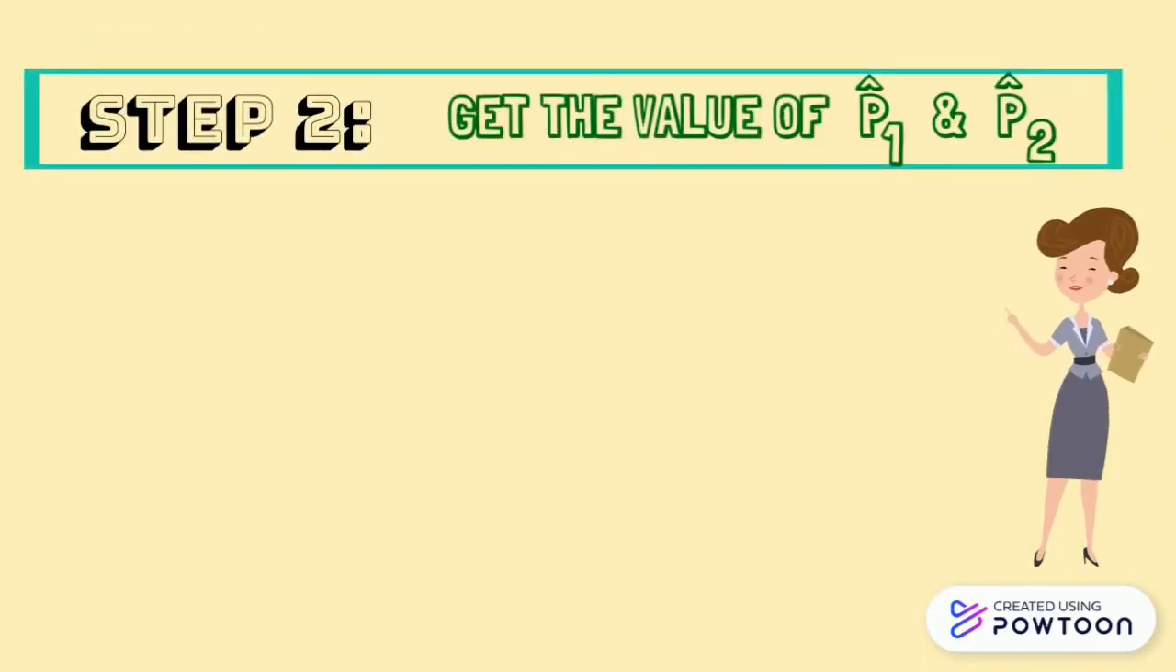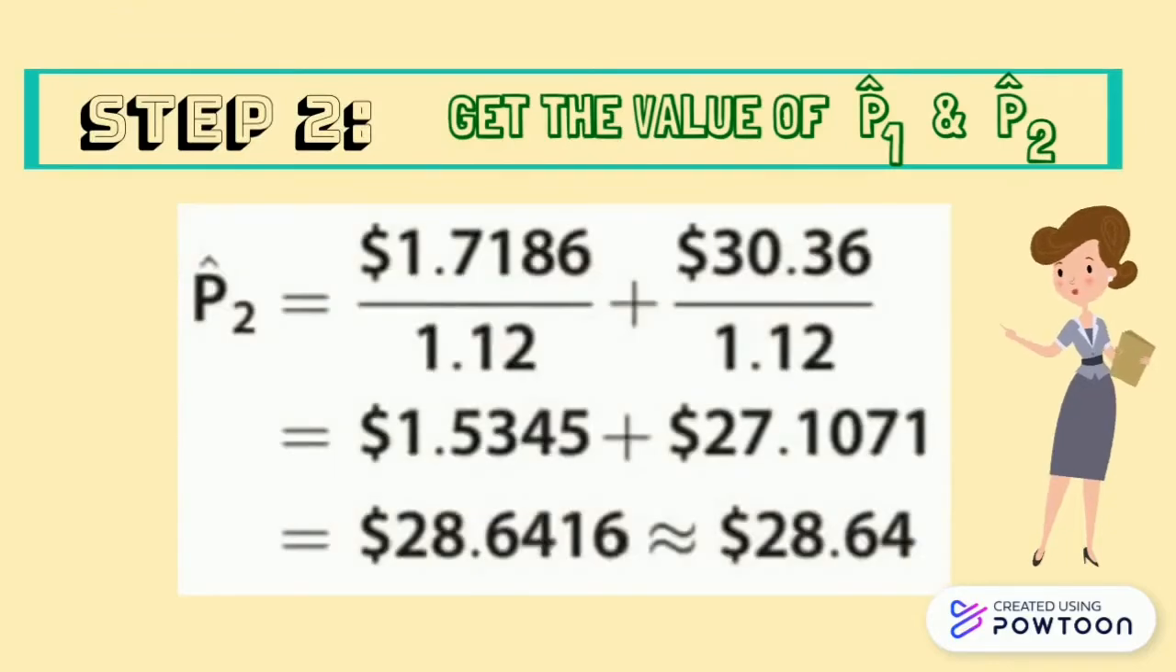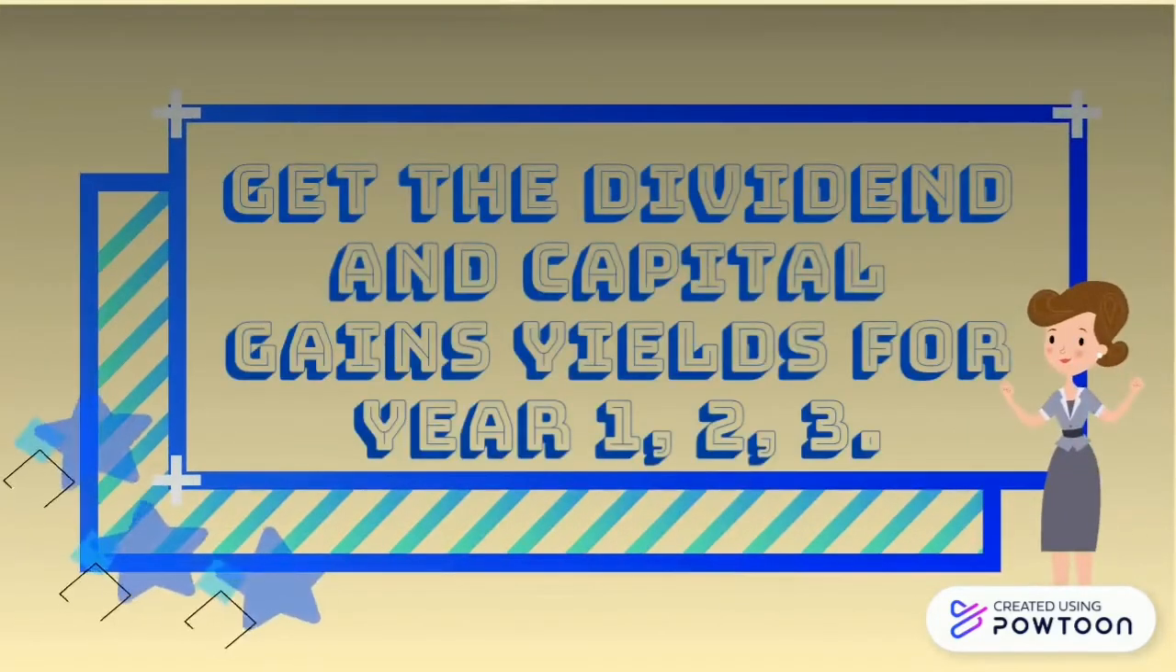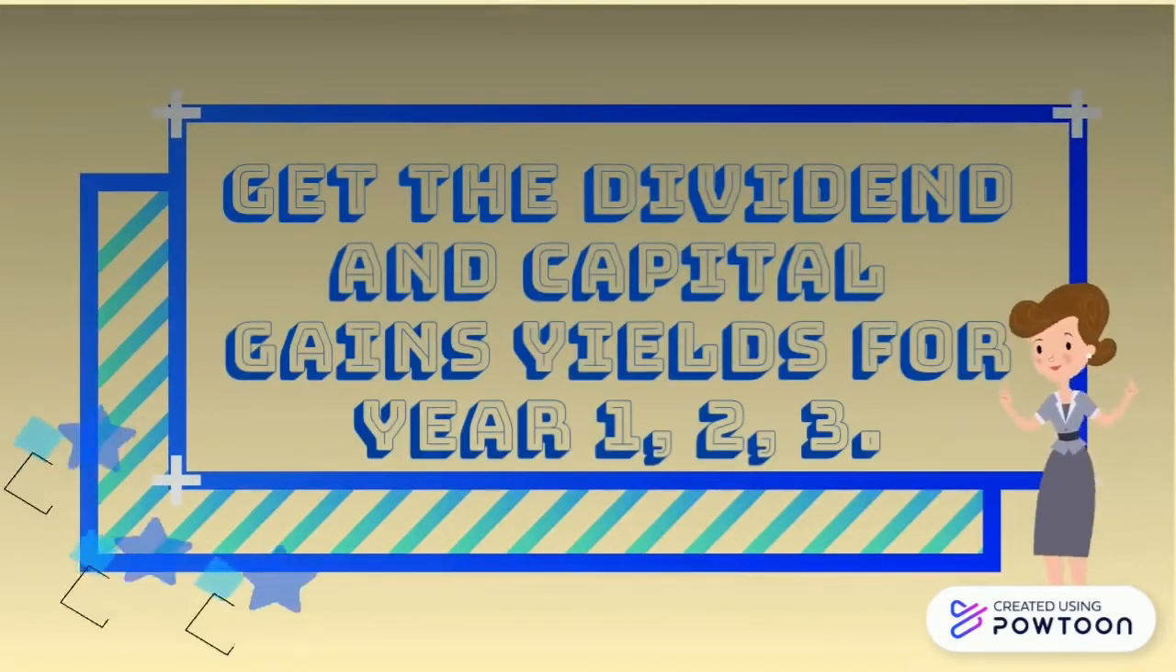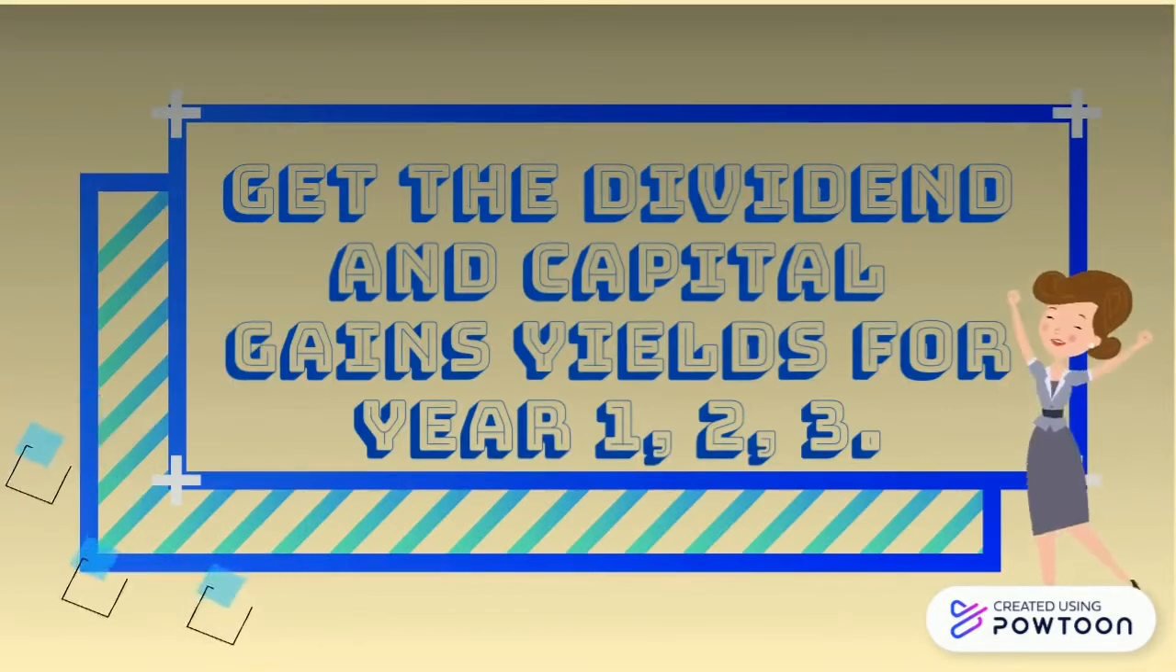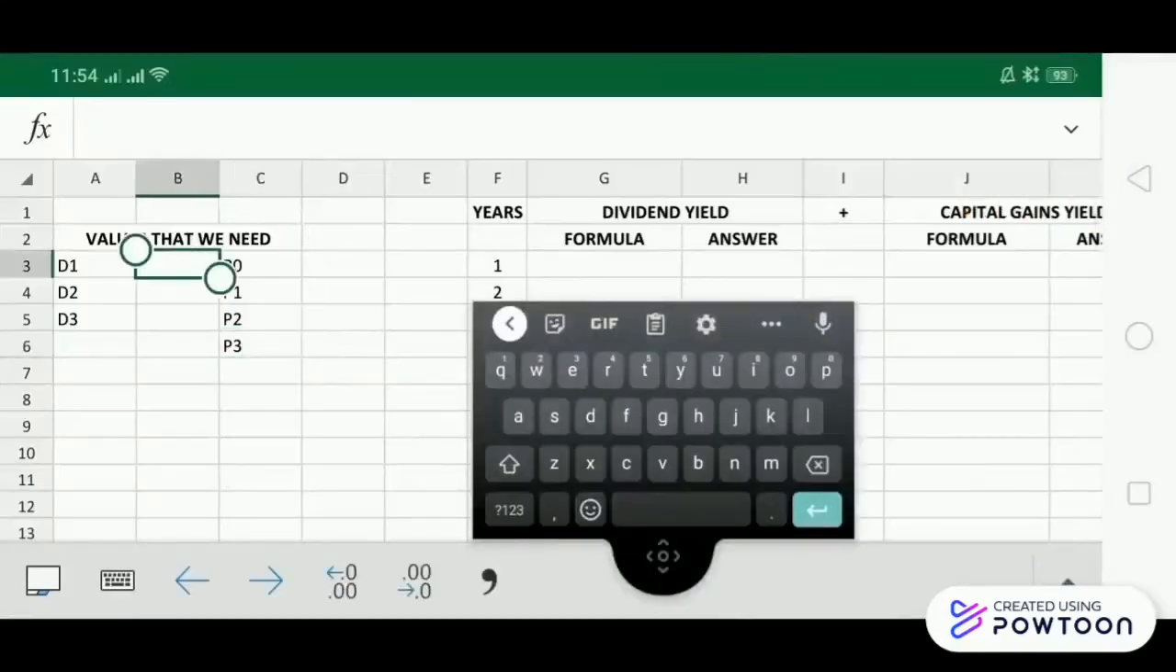Next, get the value of P hat 2. P hat 2 is equal to $1.7186 divided by 1.12 plus $30.36 divided by 1.12. P hat 2 is equal to $28.64. And now we can finally compute for the dividend and capital gains yields for year 1, 2, and 3 using Excel.